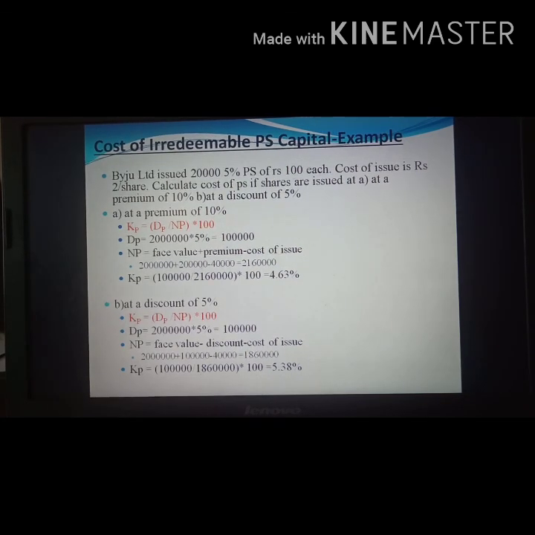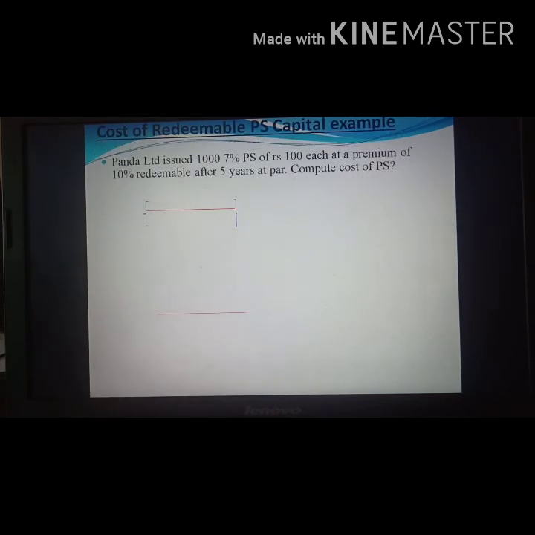Now we can move on to the next part, the cost of redeemable preference share. We can have some questions. Cost of redeemable preference share means the maturity period will be given, and after that maturity period it can be redeemed. See the question: Panda Limited issued 1000 7% preference shares of rupees 100 each at a premium of 10%, redeemable after 5 years at par. Compute the cost of preference share.